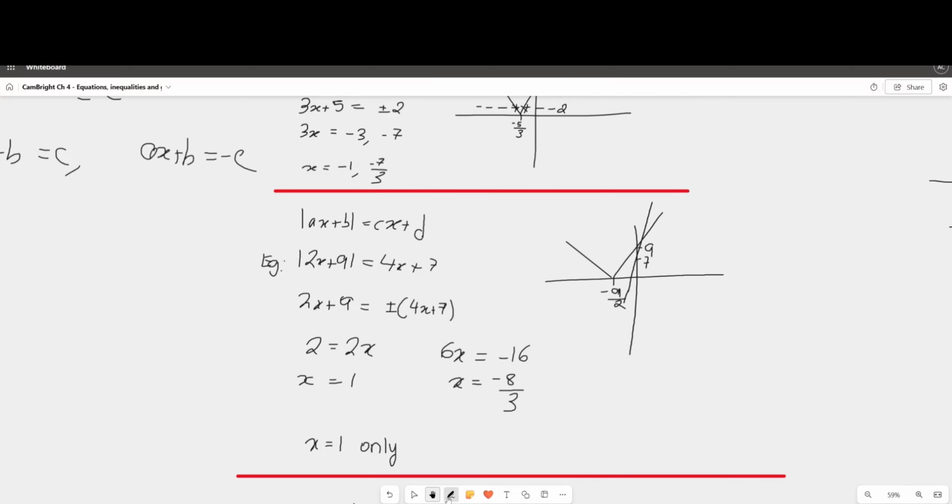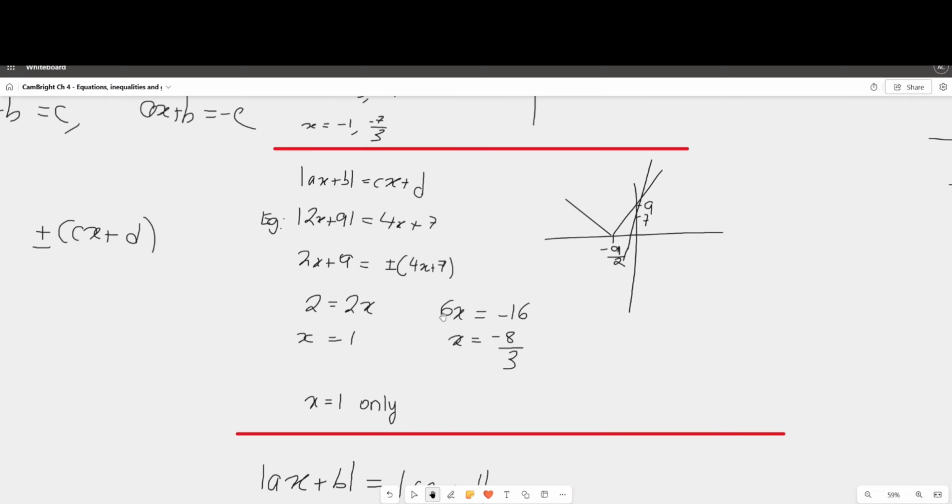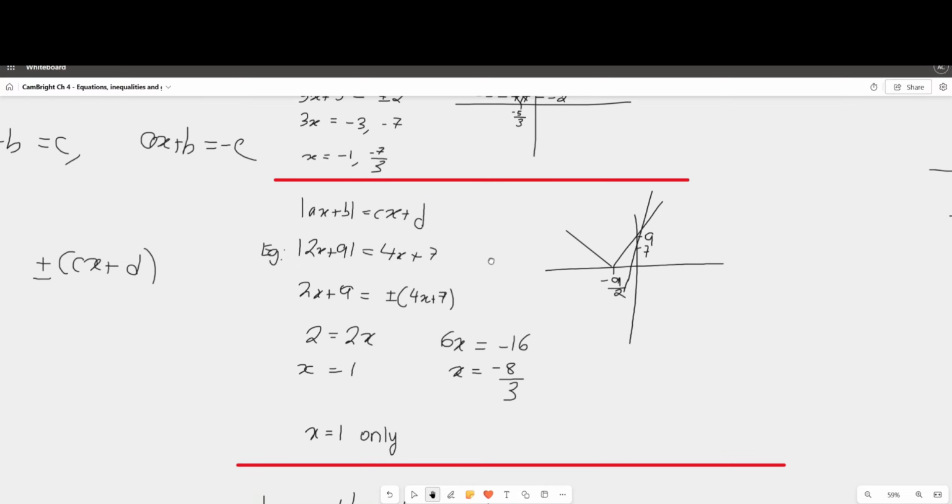Now another form. Again you can do the same thing: ax plus b is equal to plus or minus cx plus d, and then you can expand the brackets, as you've seen here, giving two different solutions. One thing to note is that when you're solving any equation, make sure to substitute your solution back into the equation to check that it actually works. In this case, if you look at the graph, while x equals minus 8 by 3 seems like an algebraic answer, there's only one point of intersection here and no other point.